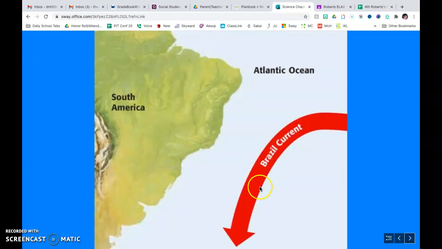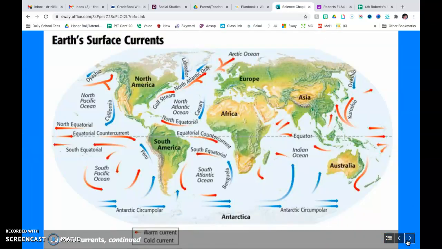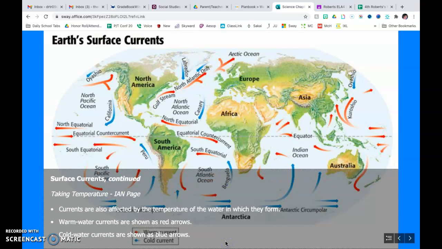So this shows you the Brazil current. This would be continental deflection. Here's the continent of South America. This shows you Earth's surface currents, and the ones that you see in red are warm currents. The ones that you see in blue are cold currents. And you can tell that the equator, of course, is going to have the currents coming from it that are warm. And then the north and south poles are going to have the currents coming from them that, of course, are cold. And again, these are your surface currents.